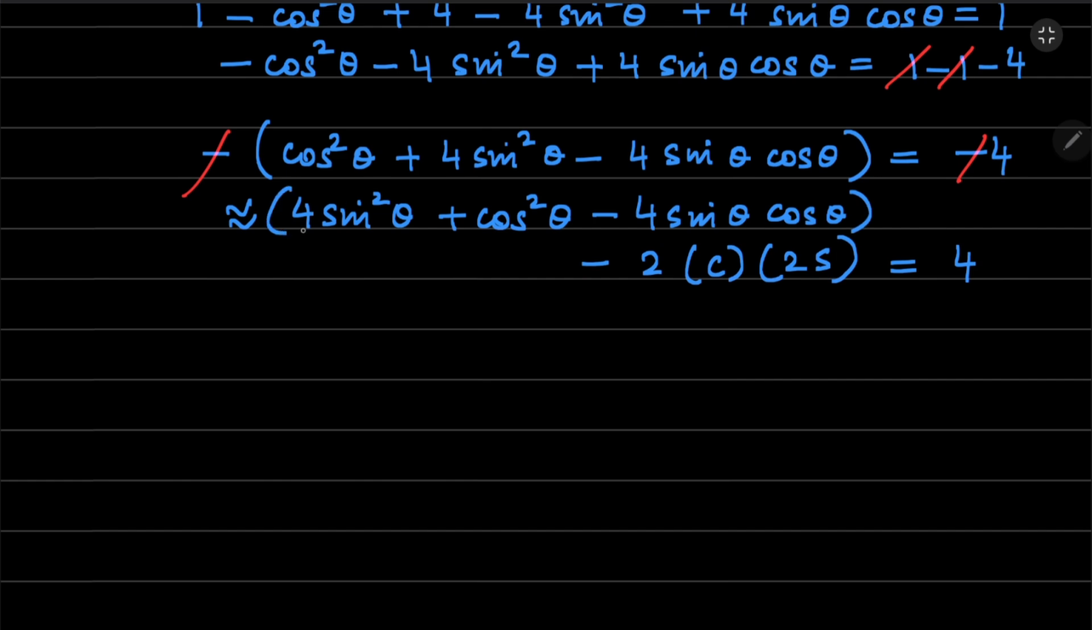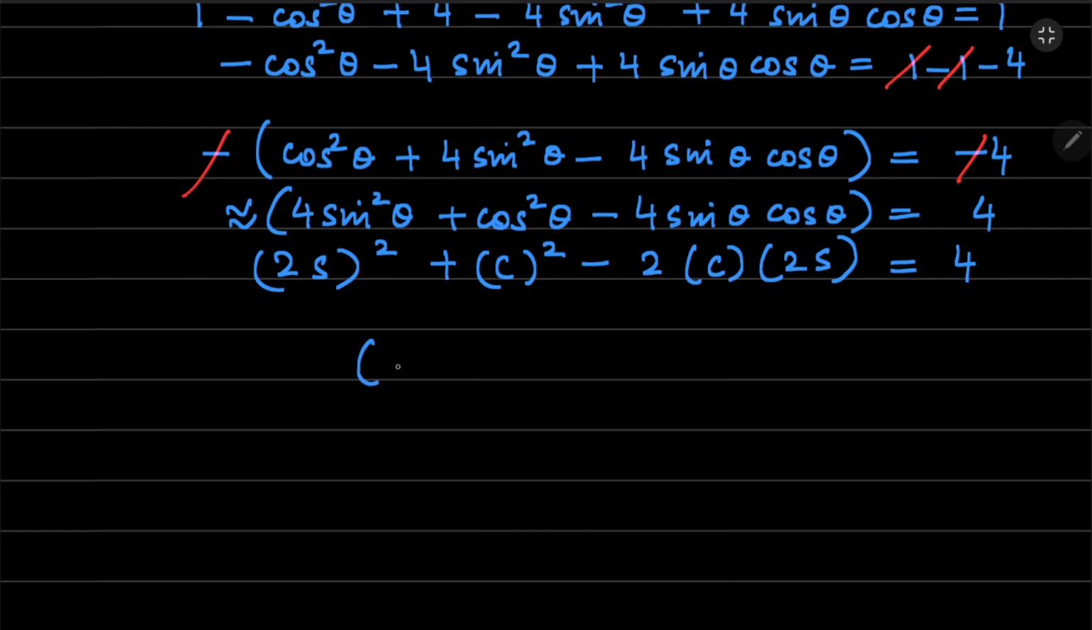Isn't it? Is equal to 4. So I can write (2 sine) the whole square plus cos the whole square minus 2 into cos into 2 sine equal to 4. Now it's of the form a square plus b square.